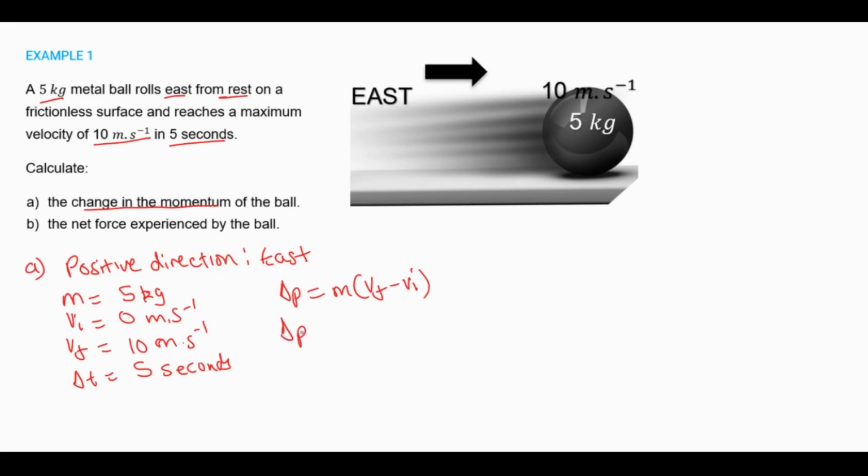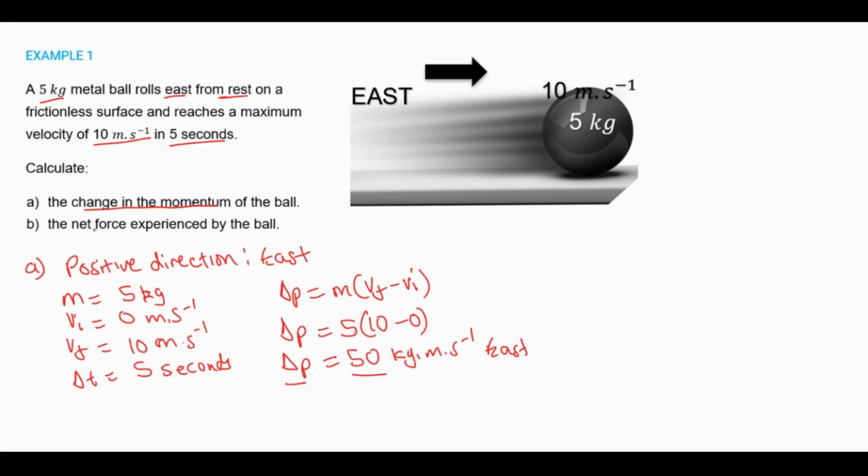So change in momentum is equal to m. Our m is 5, so we put 5 there. Then final velocity is 10 minus initial velocity, which is 0. Right, and then which means that our change in momentum is going to be 5 times 10, which is 50 kilograms meters per second. Right, direction will be east because the answer is positive. Now we have the change in momentum.